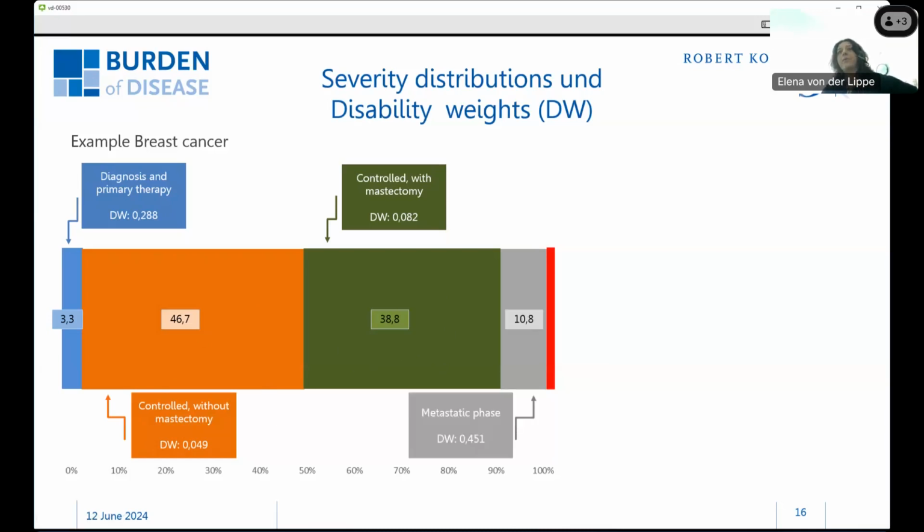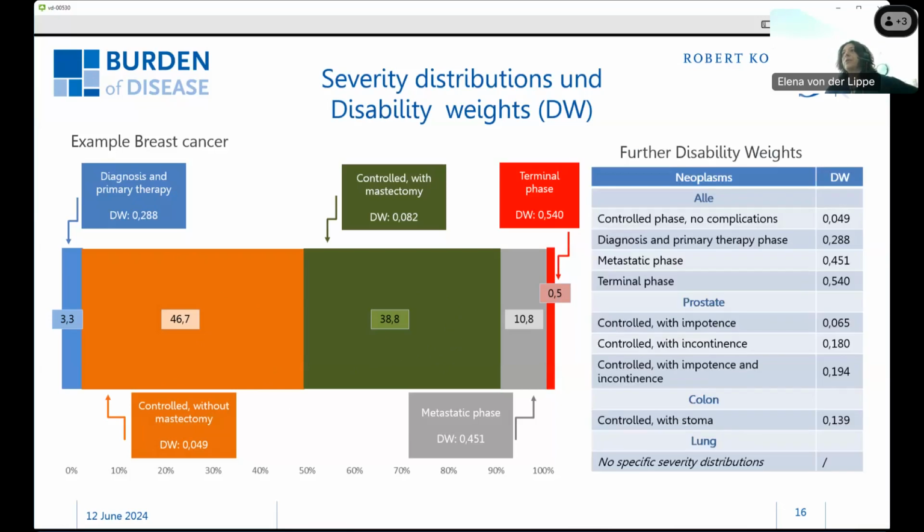And then in our case, we could estimate about 11% that were in the metastatic phase and 0.5% in the terminal phase. For the other cancers, there is also a little bit of different differentiation. So the general phases, the controlled, therapy, metastatic and terminal phases are assigned those disability weights.